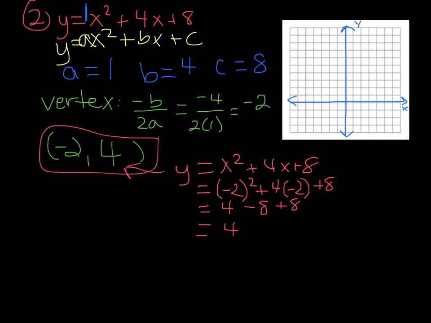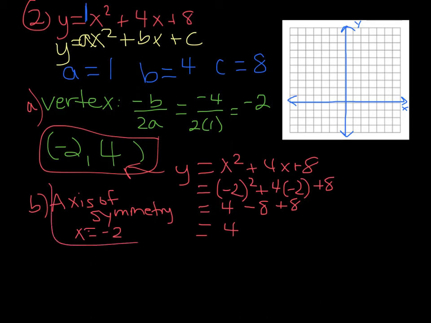So that's the first important thing. The second important thing, that was part A by the way, part B is the axis of symmetry. Don't try to make this one too hard. You could just take the x-coordinate that you calculated out in the beginning and use it from there. So our axis of symmetry here is going to be x equals -2.